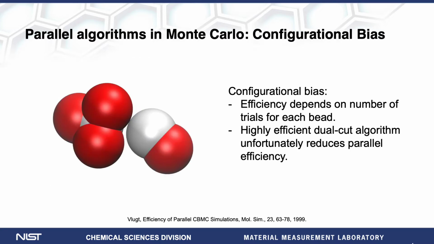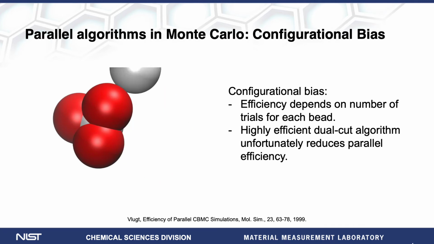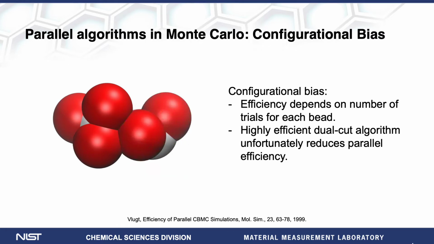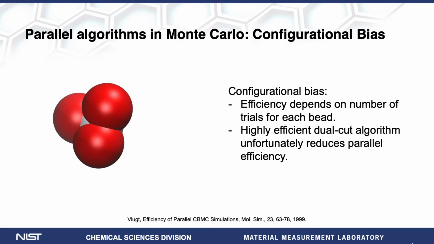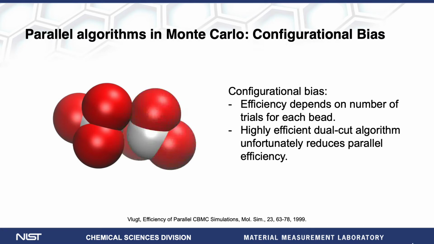Configurational bias is also a parallelizable Monte Carlo algorithm, and in this serial example, multiple positions are tested for each bead in sequence to grow a second isobutane molecule. This can be parallelized by attempting the multiple independent placements of each bead simultaneously.